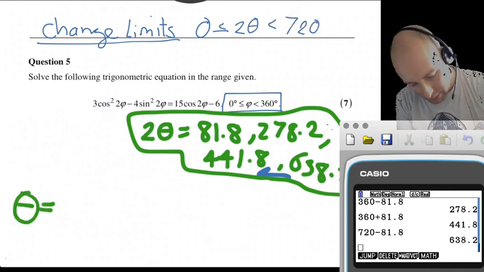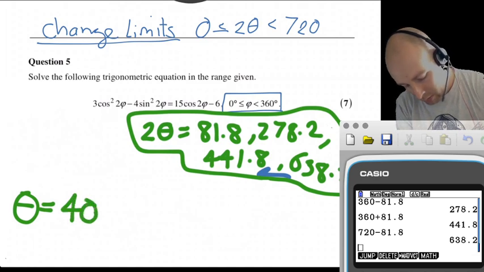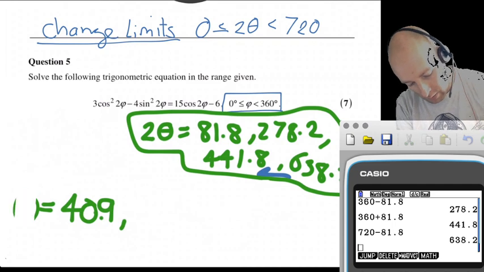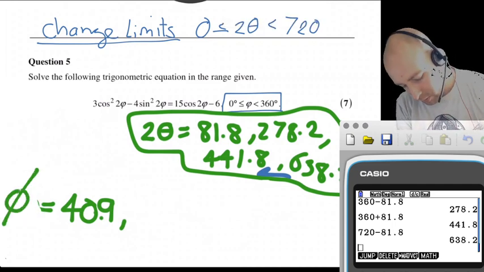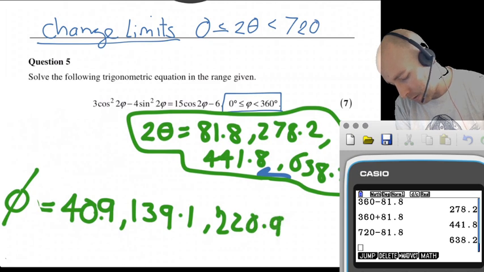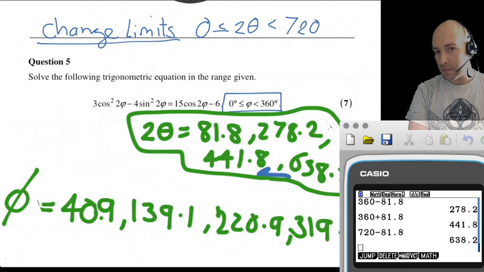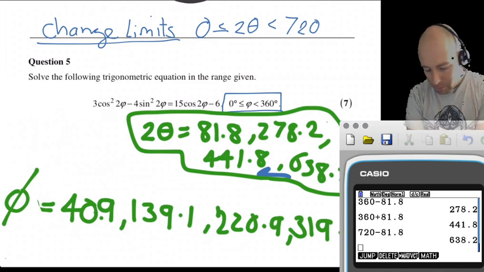I'm just going to copy your answers. So Ollie's got them right, 40.9. And I did say I call it phi, so there's phi: 40.9, 139.1, 220.9, 319.1. Good. And you do need to call it phi. They might dock you a mark if you call it x or if you call it theta.